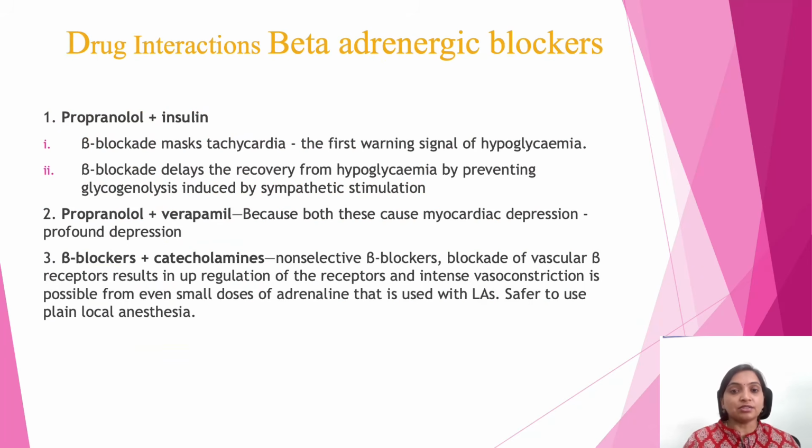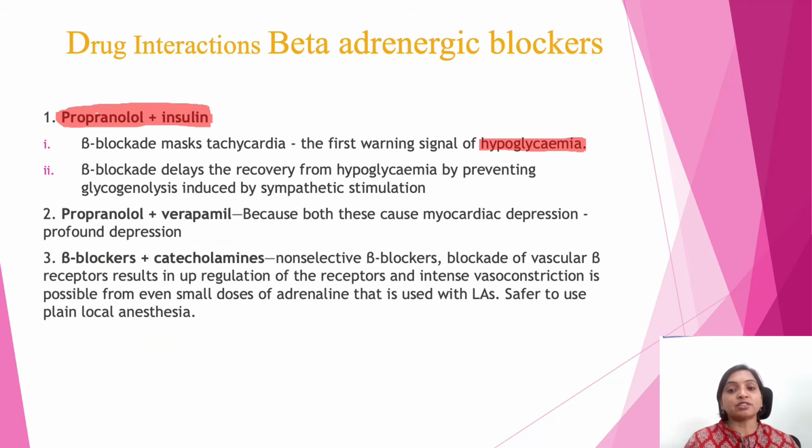Coming to the important drug interactions of beta blockers, very important this is. The first one is in case of diabetic patients. You should never give propranolol along with insulin or other hypoglycemic agents. Or if you give also, you should have close monitoring because of two important reasons. The first one is it will mask the symptom of hypoglycemia, that is tachycardia, which is the first sign of hypoglycemia. That is masked if you give beta blockers along with insulin, mainly non-selective, that is propranolol.